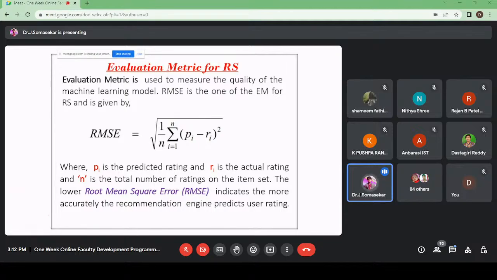So, root mean square error. First, RI is the actual rating and PI is the predicted rating. We take the sum of PI minus RI, whole squared, divided by n. N indicates the number of records, and then we find the RMSE value.